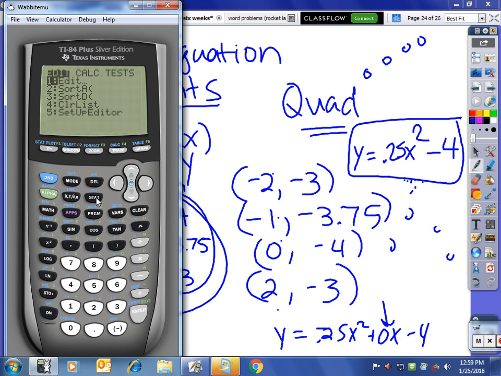Go back to stat, please. I want to show you something. This is important because kids, everybody, please stay with me. Kids do this all the time and they don't even know that they've done it. If I want to clear out old stuff so I can put in new stuff, there's 2 ways to do it. The delete and the clear key.